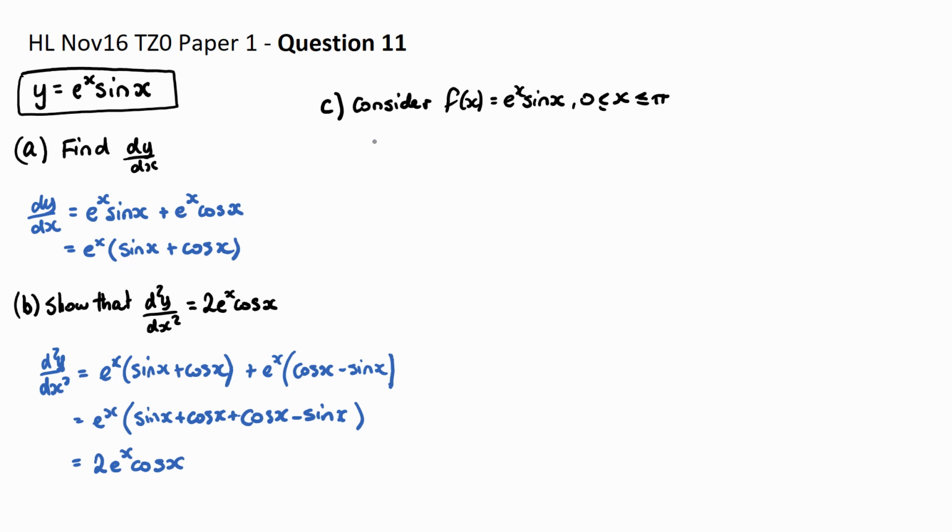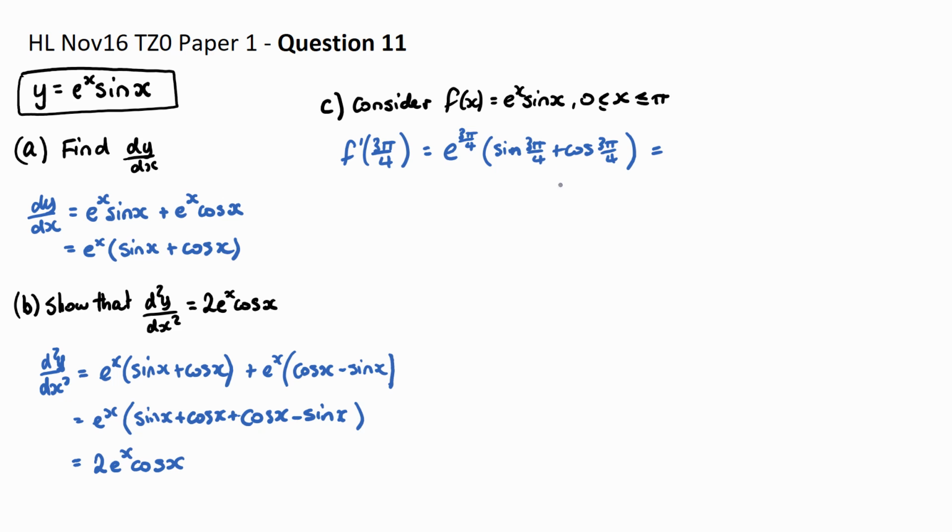So let's sub x equals 3 pi on 4 into our first derivative, and let's hope it equals 0. So we're subbing 3 pi on 4 into here. This will be e to the 3 pi on 4 times sine of 3 pi on 4 plus cos of 3 pi on 4.